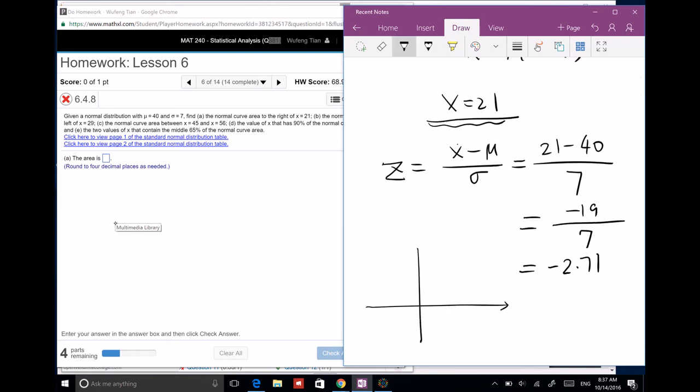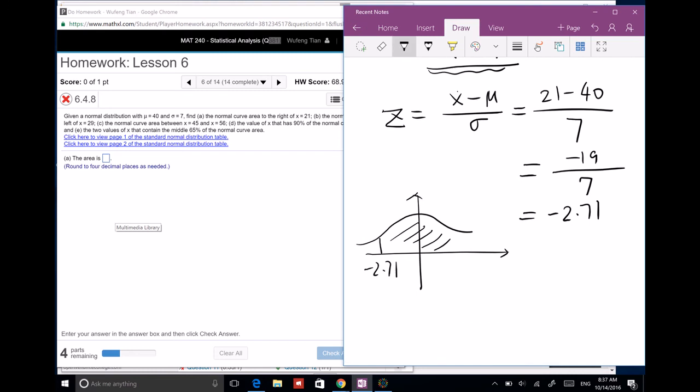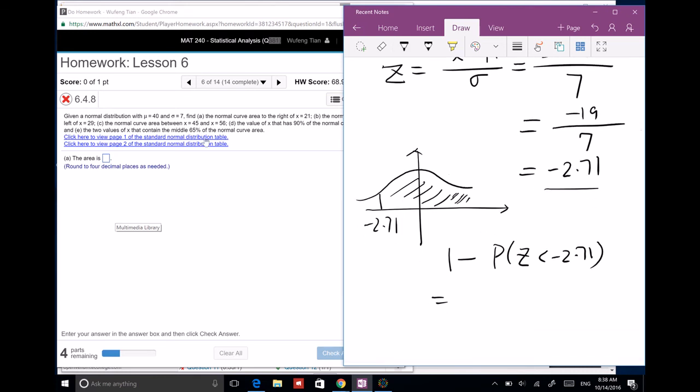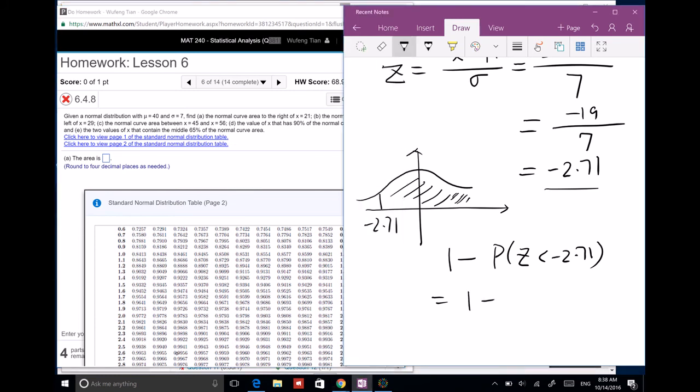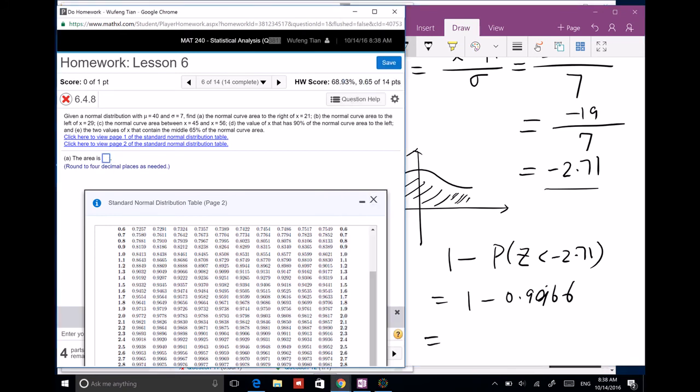And now it asks you for the area to the right. Okay, so this is -2.71, find this area. What you need to do, you find the area to this point. If it asks you right, you have to use 1 minus P(z less than -2.71). Okay, so now we use a table, 2.7, 1 is 9, so it's 1 minus 0.9966. Okay, so the answer is 1 minus 0.9966, 0.0034.